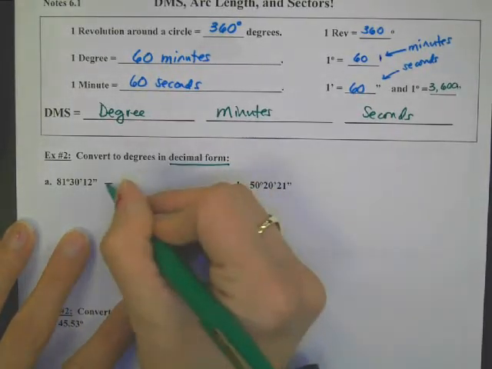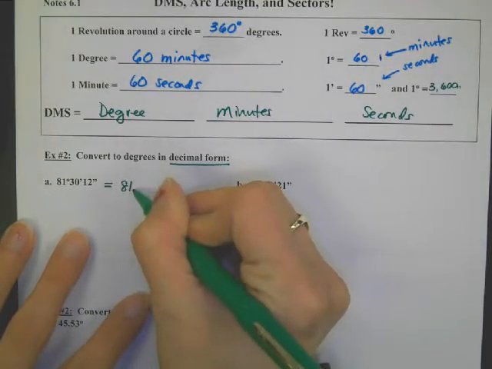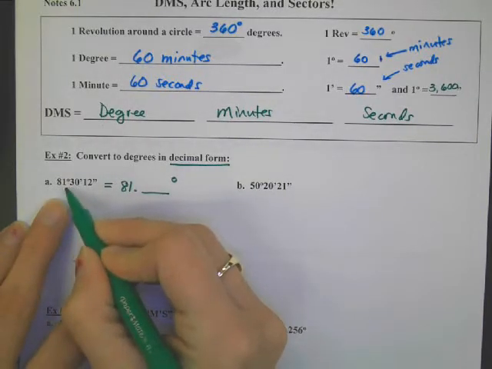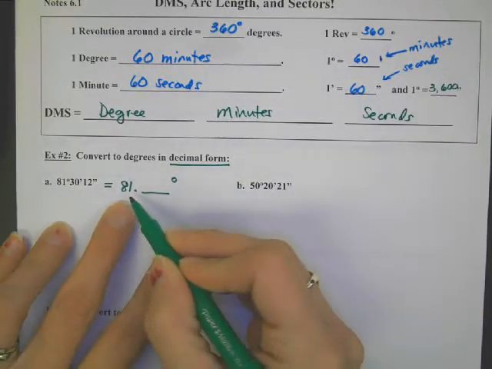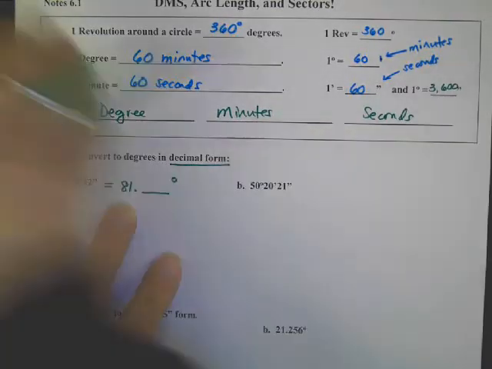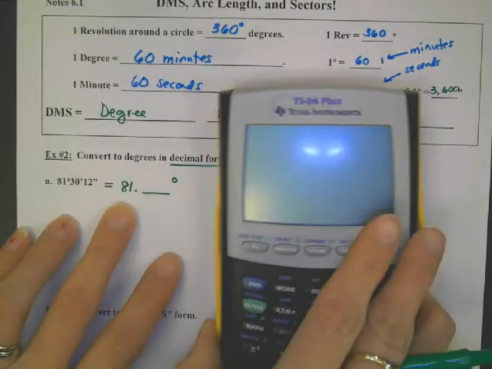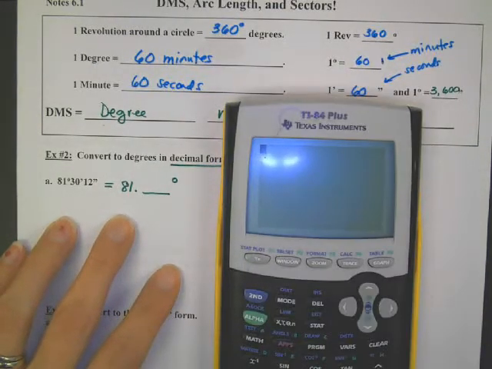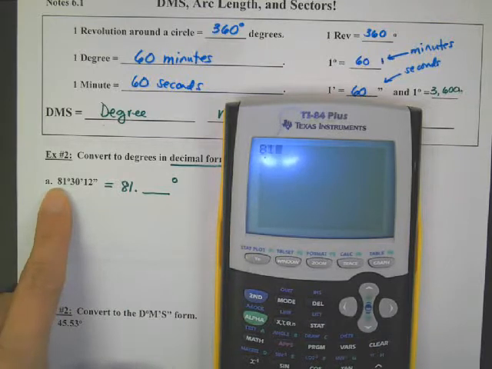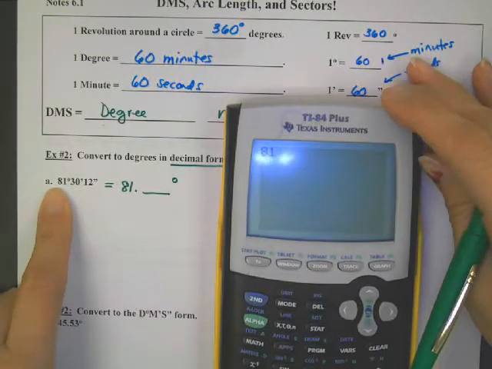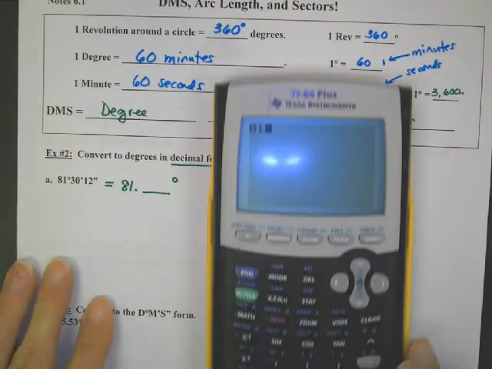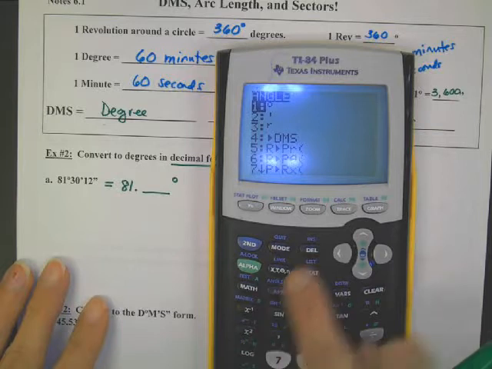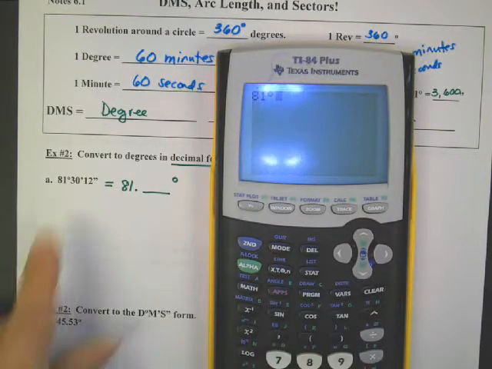In fact, when I'm doing this problem, I know that this is going to be 81 point something degrees. An 81 degree angle with some minutes and seconds is still going to be an 81 degree angle. Okay, and I'm going to show you how to do all this just on your calculator. So go ahead and get those calculators out. The first thing we do is type 81, and you have to find your angles command. The angles command is second angle, and the first one is the degree bubble, so 81 degrees.